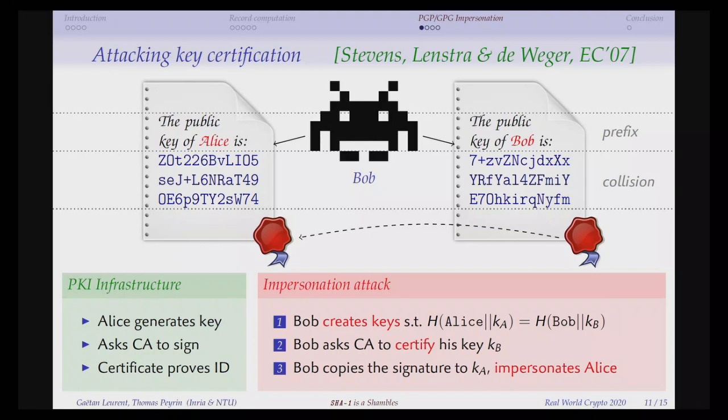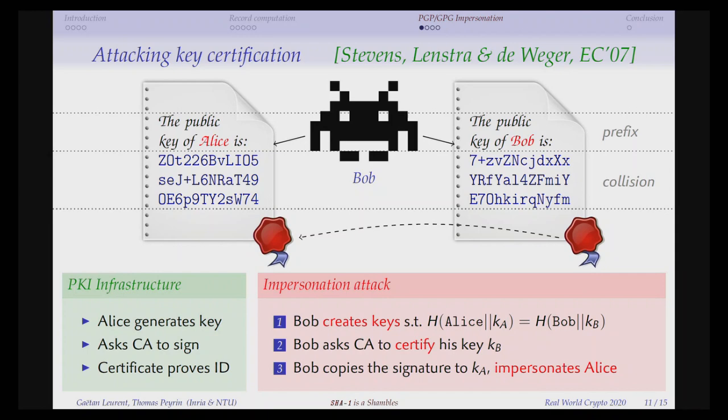Then you compute your chosen prefix collision, you get a bunch of garbage, you put this garbage inside the public key, and then you have your colliding certificates. So that's how it was done in 2007 and in 2009. And this was also actually exploited in the wild in the Flame malware, so this is really a practical type of attack.